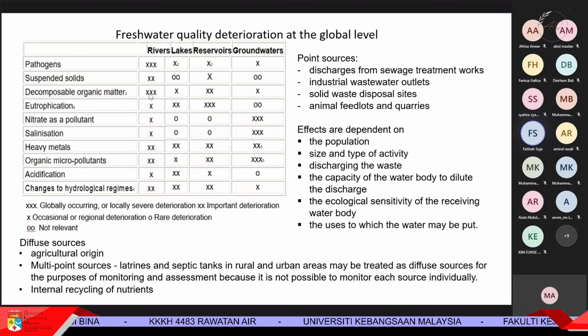Okay, so I will continue for 1 hour on this slide, and also I will talk about the regulation in Malaysia before we go into the different treatments for your water treatment plant.